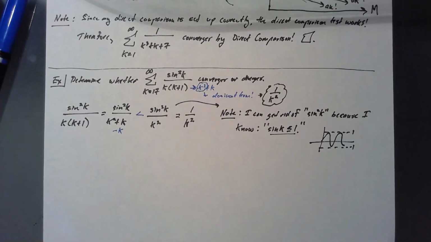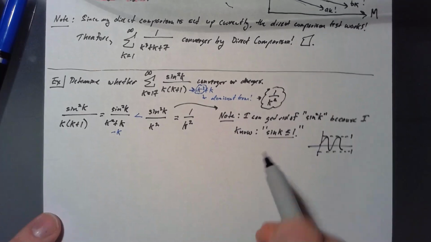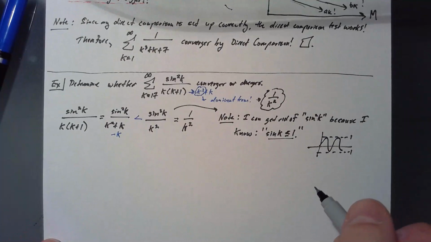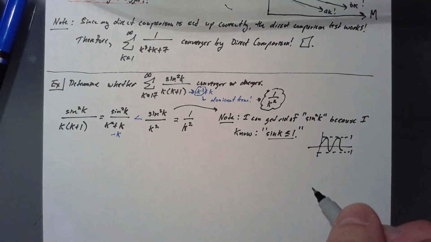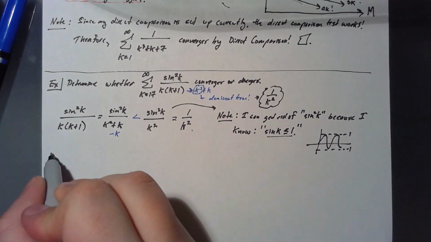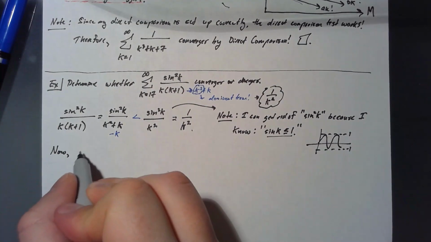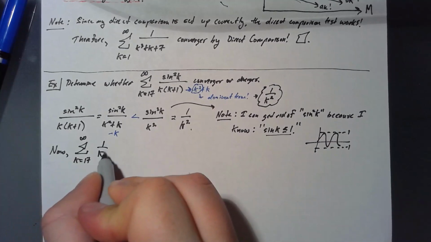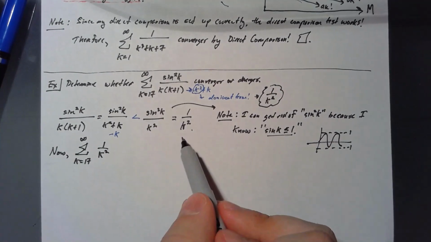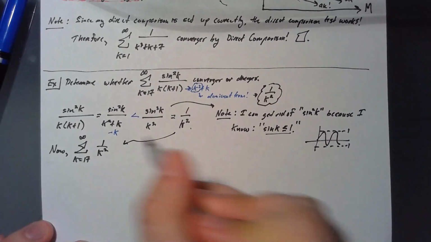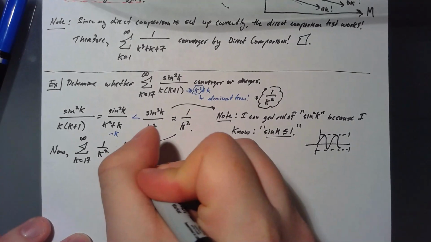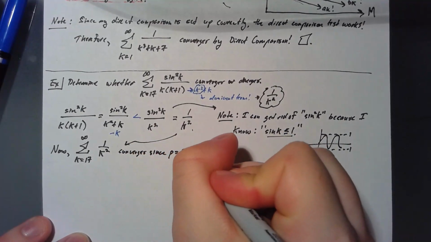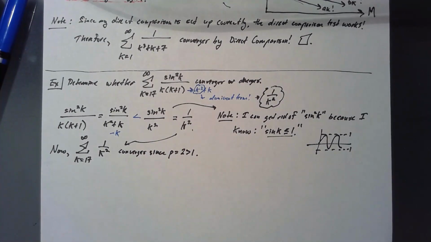All right. Does my comparison work here? It does. This converges because it's a p-series. So I could say now, the series from 17 to infinity of 1 over k squared, that's what this is right here, right? That converges since p equals 2, which is greater than 1. It's a p-series.